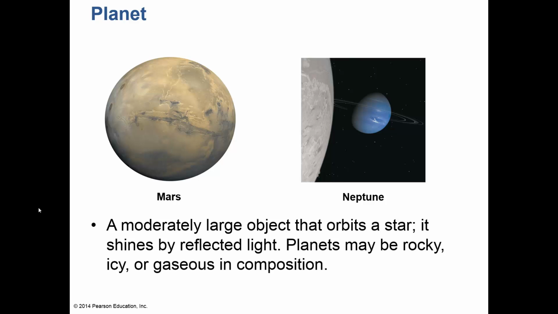Then we know we have planets. Planets are a moderately large object that orbits a star. It shines by reflected light, and planets may be rocky, like the Earth, icy, like Neptune, or gaseous in composition, like Jupiter.